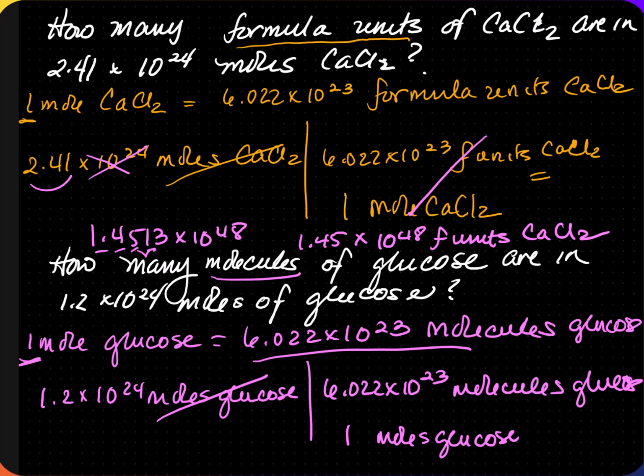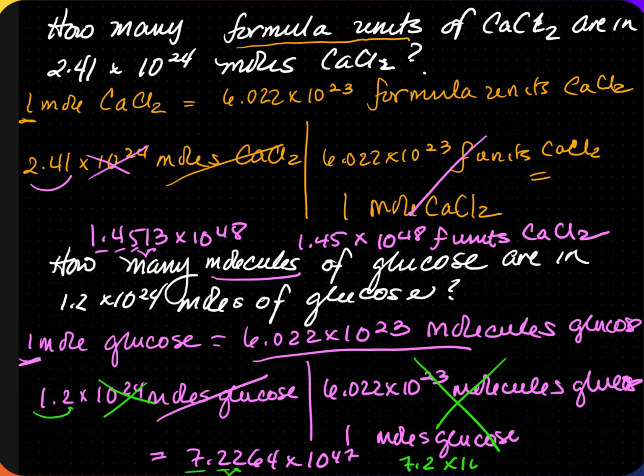So 1.2 times 10 to the 24th times Avogadro's number divided by 1 gives you 7.2264 times 10 to the 47th. Now we need to do sig figs. Conversion factors do not count. For scientific notation, exponents don't count. There's 2 because everything in the front counts, so we're going to have 2 in my answer. 1, 2, I look 1 to the right. It stays, so it's 7.2 times 10 to the 47th molecules of glucose.